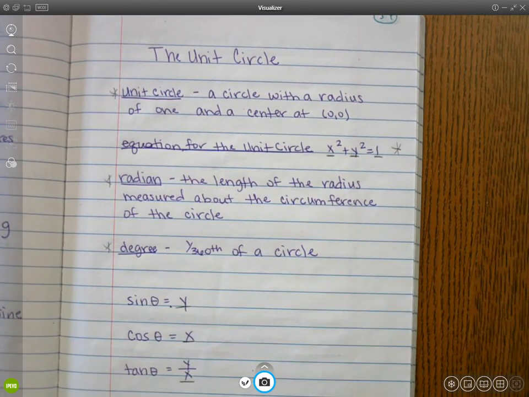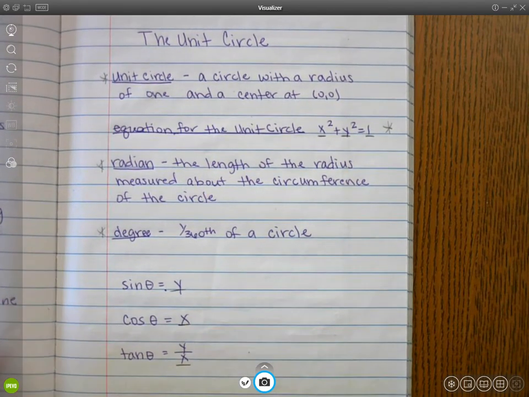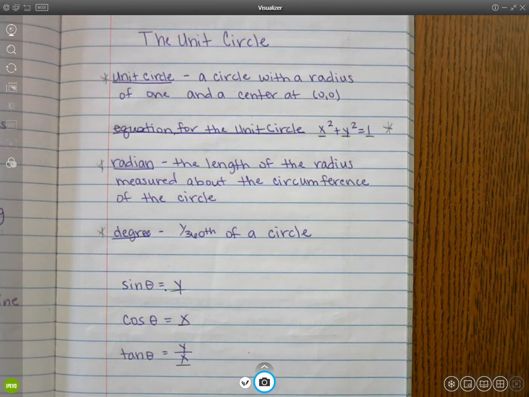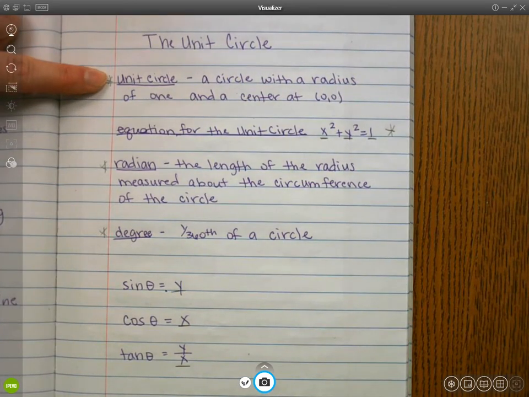So anytime you need to pause and catch up, please do so. If you have questions about anything, please send me an email. All right, so when you take your unit circle test, it's going to have a box at the bottom with some definitions. These are the things that you need to know. You need to know the definition of the unit circle: a circle with a radius of 1 and a center at 0, 0, or the origin.